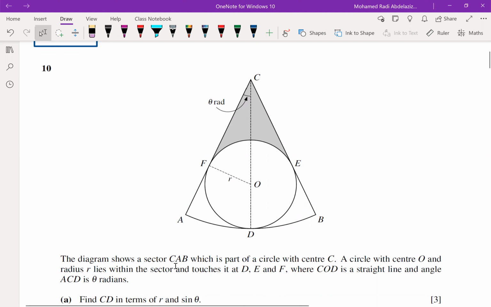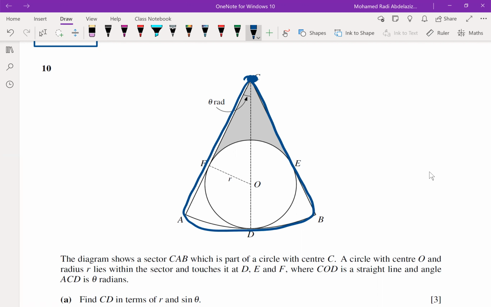By looking at the diagram, CAB is part of a circle with center C. So sector CAB, its center is C, and this is the radius of the circle. And the opposite angle to the arc BA is angle C.